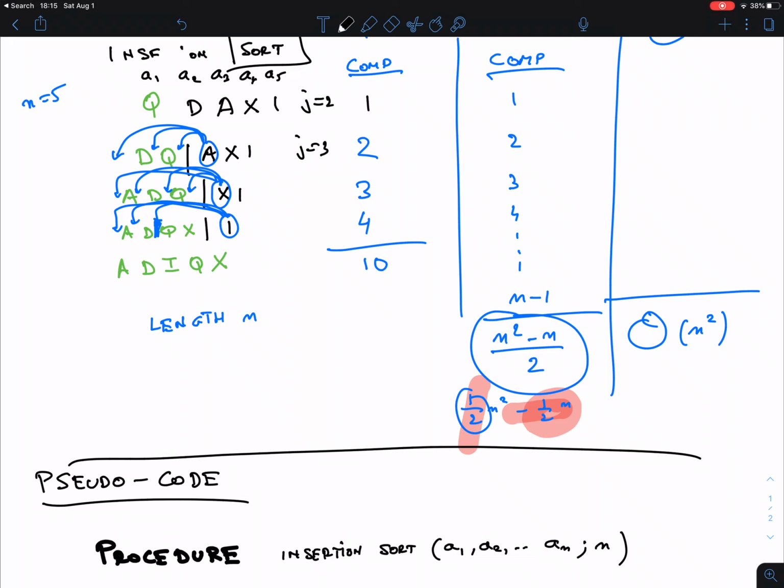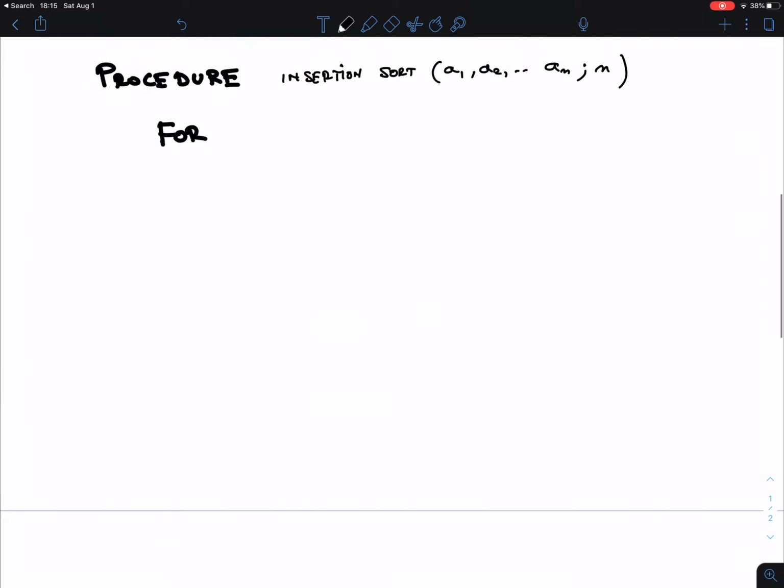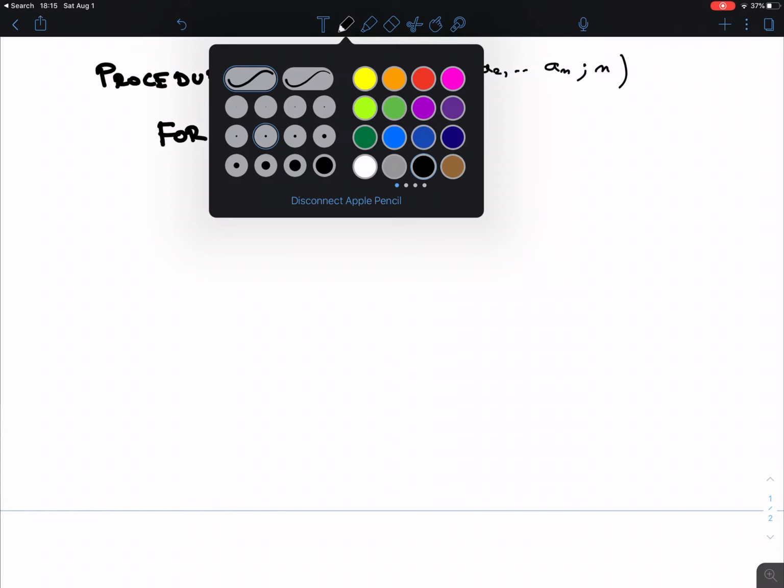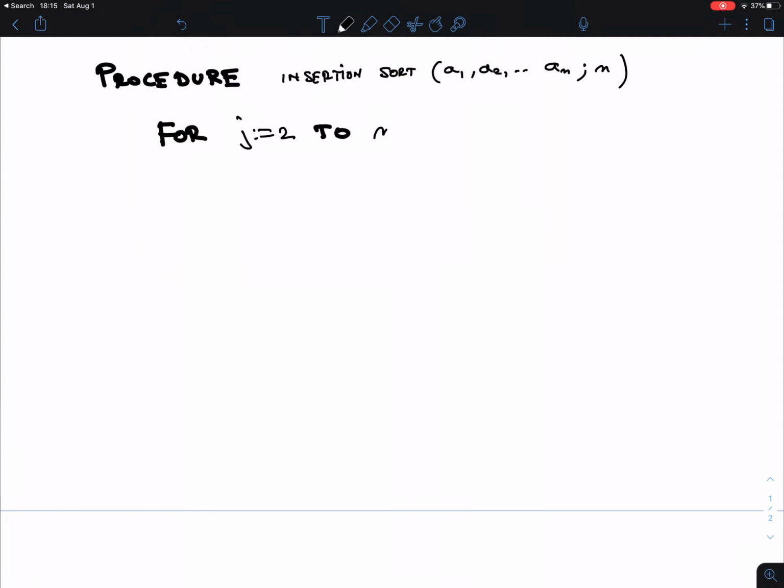Here J will be 3, the third element. This will be the fourth element, and this will be the fifth element. Okay. So for J going from 2 to N. I'm sorry, this is gonna take a little time, as I said, but to N. Okay, what do we do now? Well, you compare it to.